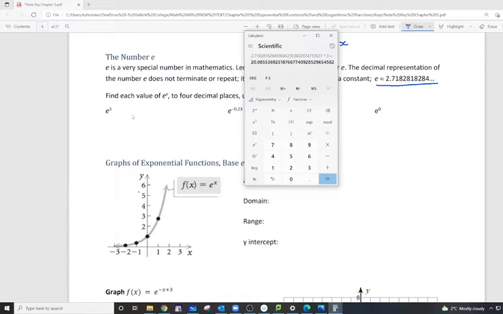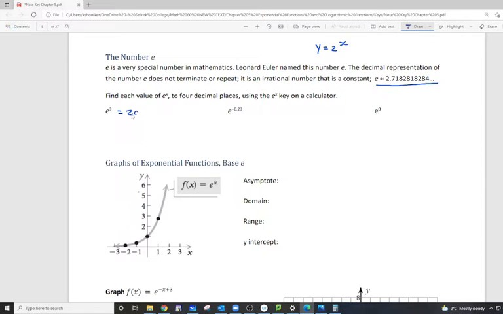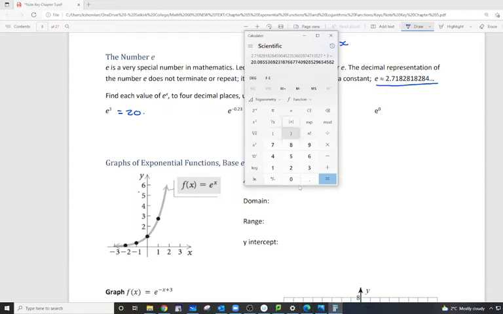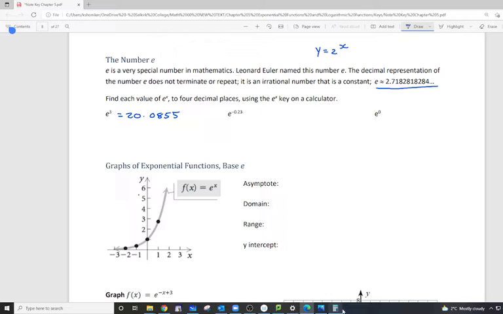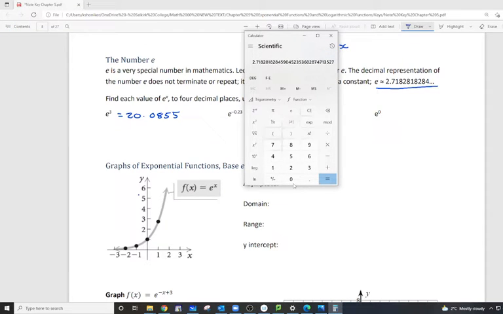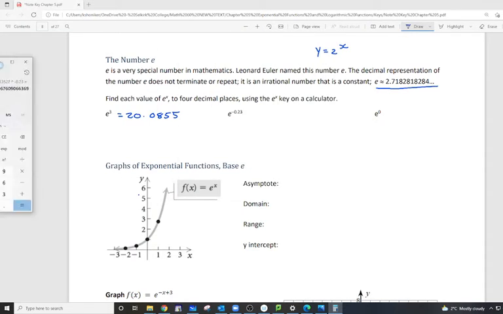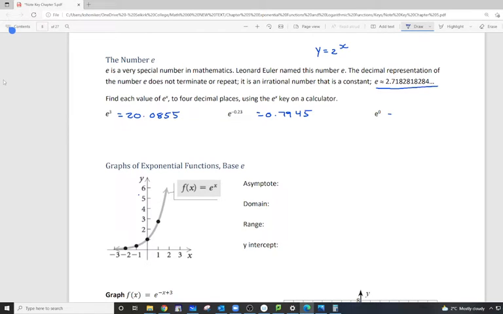So this is, to 4 decimal places, 20.0855. What if I put e to the negative 0.23? Negative, equals. You get 0.7945. What about e to the 0? You get 1. Anything to the exponent 0 is 1.